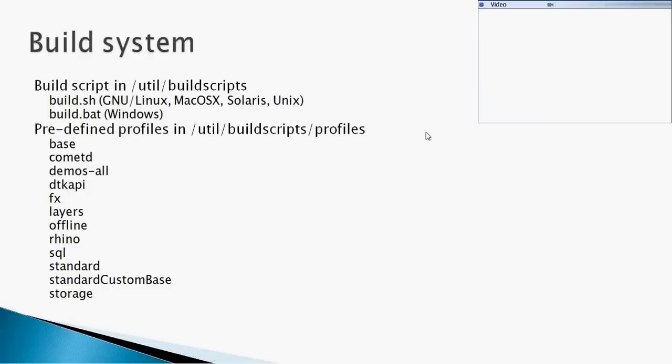Here are some more details about where it is, inside the util directory: build scripts, build.sh for Linux and Mac OS, and build.bat for Windows. You can run these to build. There are pre-defined profiles available, and you can create your own also.